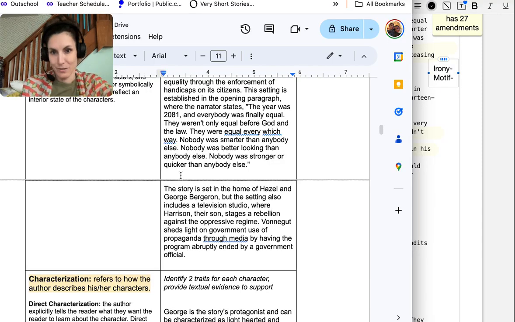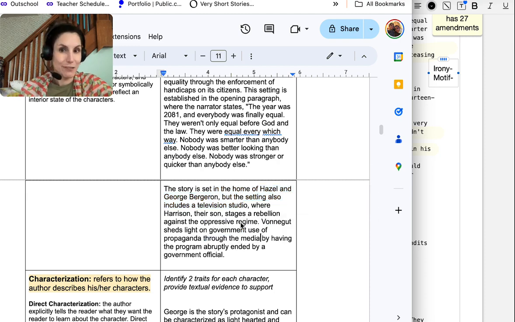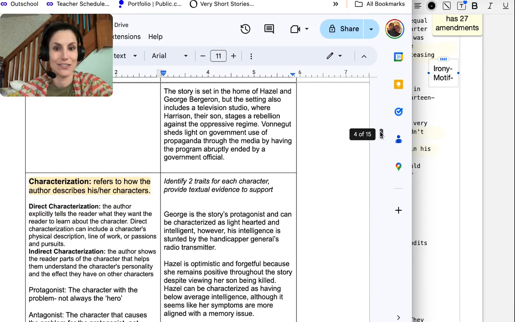We can also see here, so the setting, we have it in 2081, we described the type of government, but it isn't a family home. And the family is watching what is transpiring in a television studio. So we could say that this setting is Kurt Vonnegut's attempt to show readers the power of government involvement in media, especially since a government official comes and shuts it all down. And then George and Hazel totally forget.